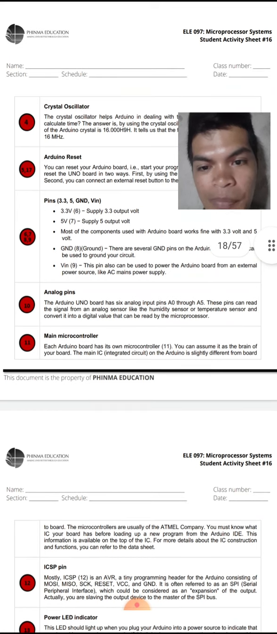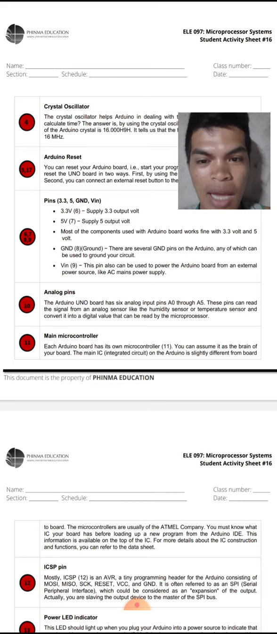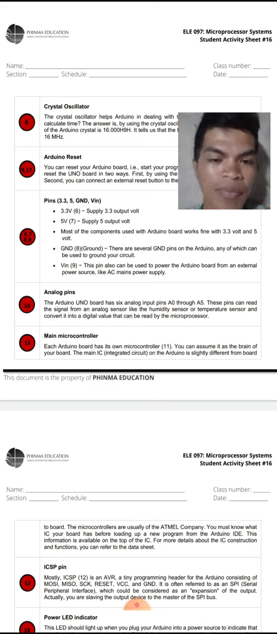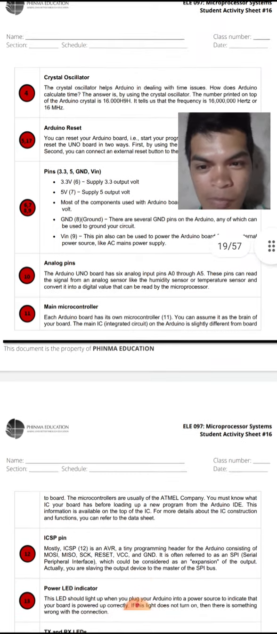Number 10, analog pins. The Arduino Uno board has 6 analog input pins, A0 through A5. These pins can read the signal from an analog sensor like a humidity sensor or temperature sensor and convert it into a digital value that can be read by the microprocessor.